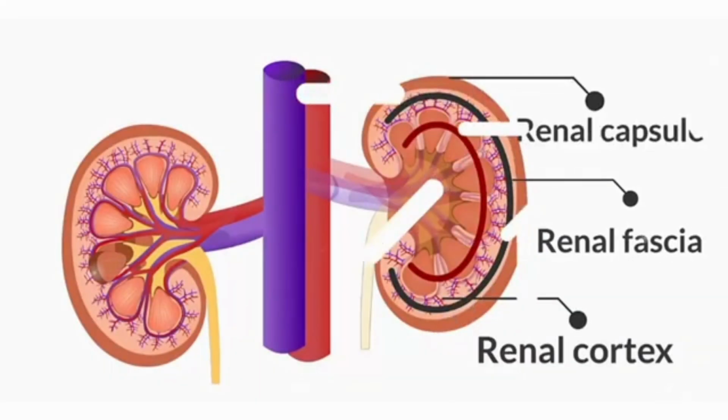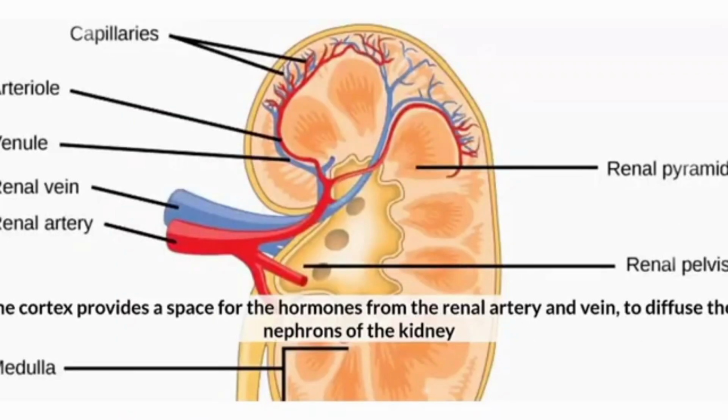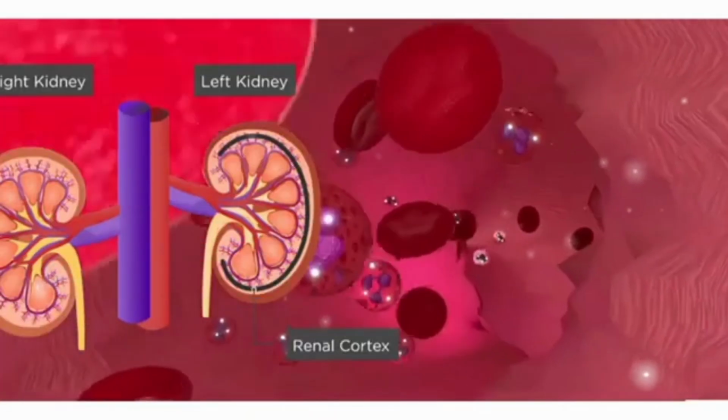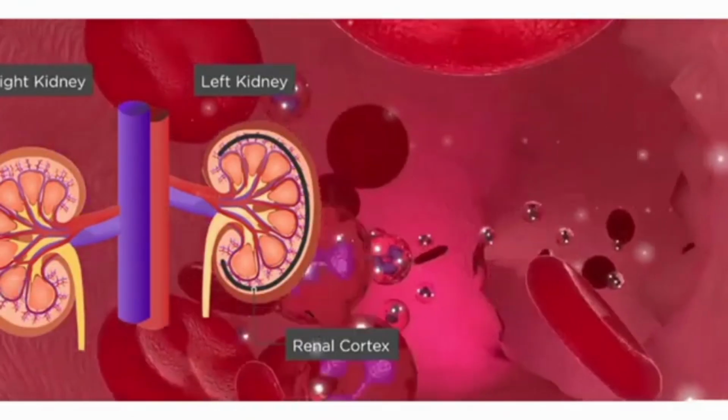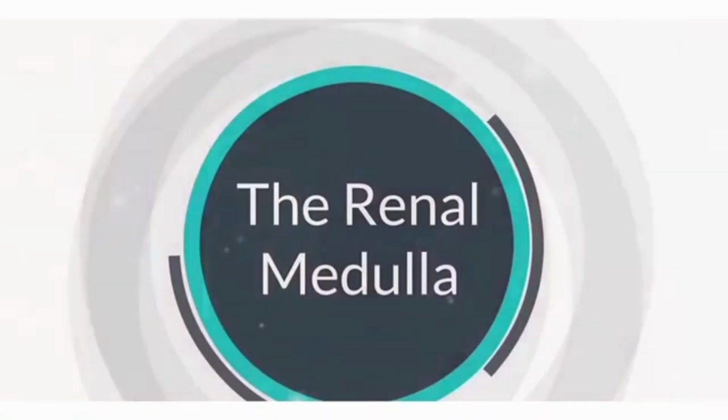The kidneys are enclosed by the renal cortex, a layer of tissue covered by the renal capsule and the renal fascia. The cortex provides a space for the hormones from the renal artery and veins to diffuse to the nephrons of the kidney. A hormone necessary for the synthesis of new red blood cells is also produced in the cortex.